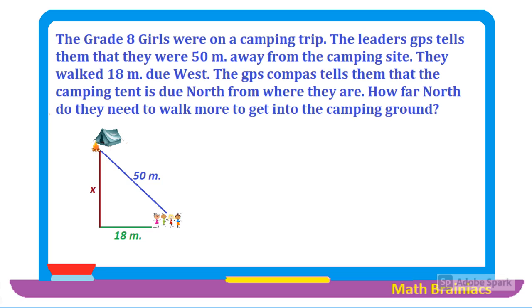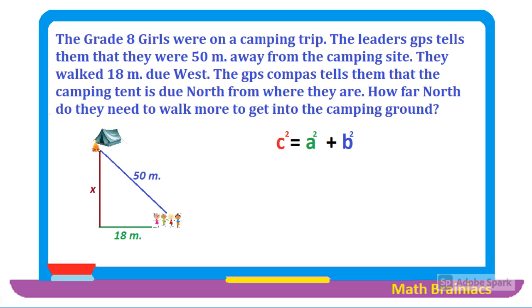Let us work on another example so that you can understand it well. The grade 8 girls were on a camping trip. The leader's GPS tells them that they were 50 meters away from the camping site. They walk 18 meters due west. The GPS compass tells them that the camping tent is due north from where they are. How far north do they need to walk more to get into the camping ground?